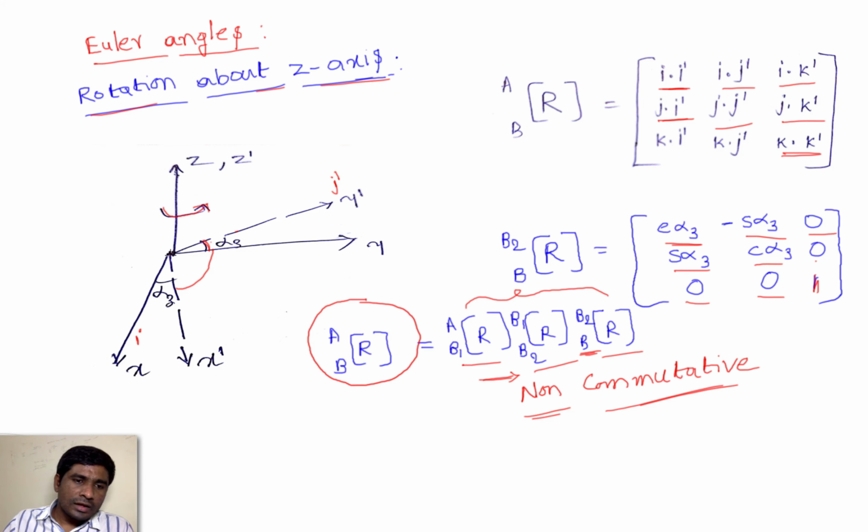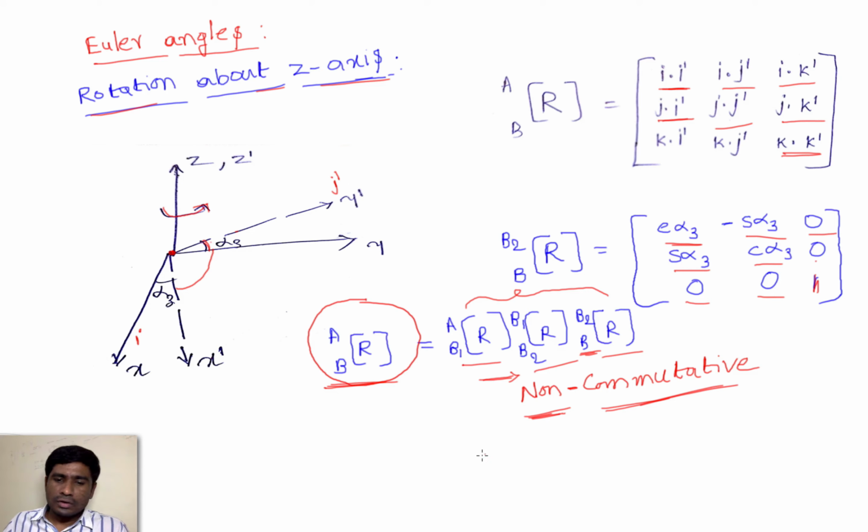And here there are so many combinations. It's not like we always need to first rotate about the x-axis and then y-axis and then z-axis. You can follow any order, but that order should be such that finally we reach the desired rotational matrix or the desired rotational frame. So that's why this is non-commutative, and whenever it's non-commutative, many different combinations are possible.